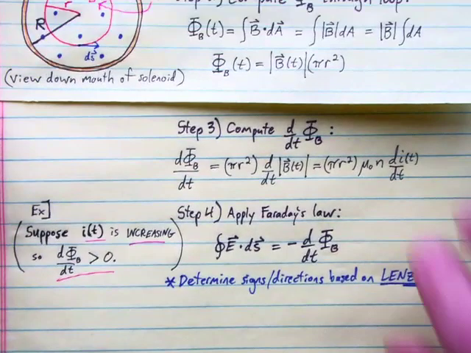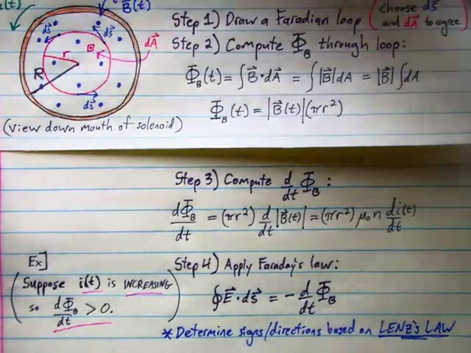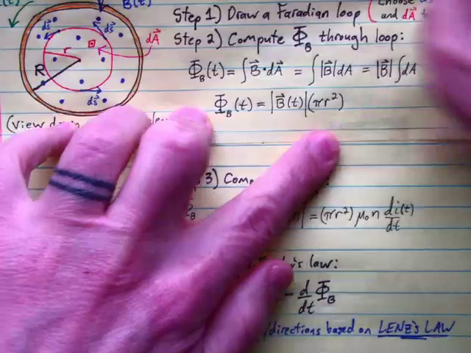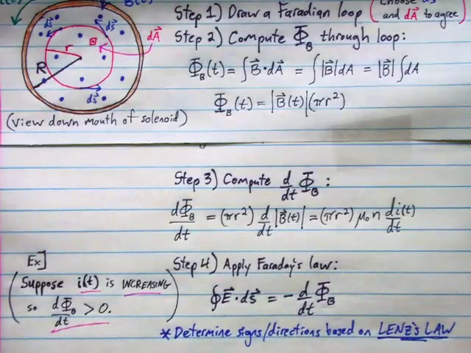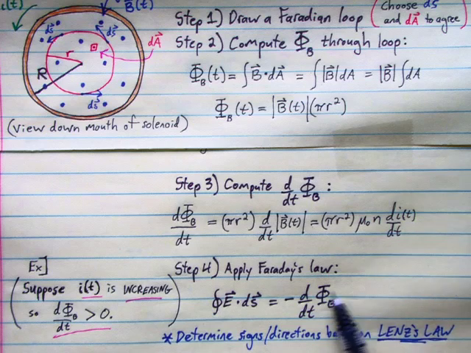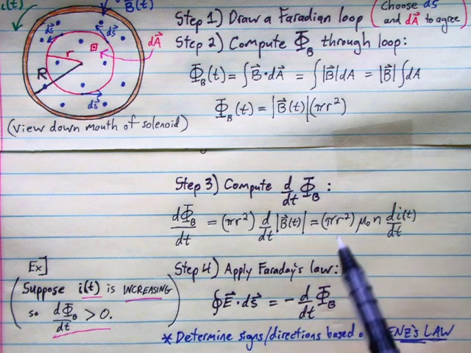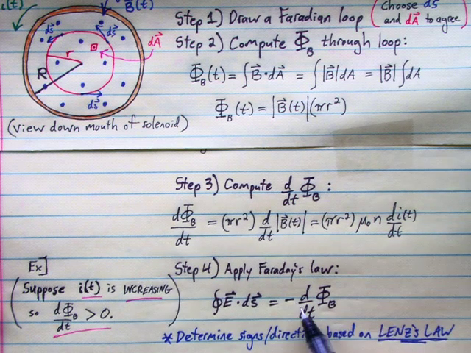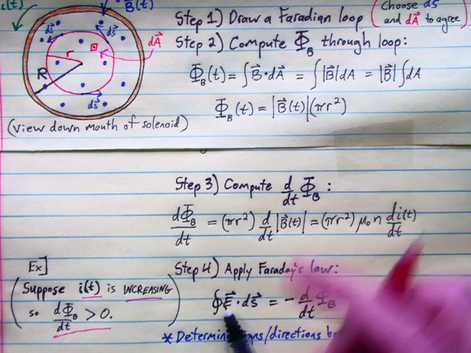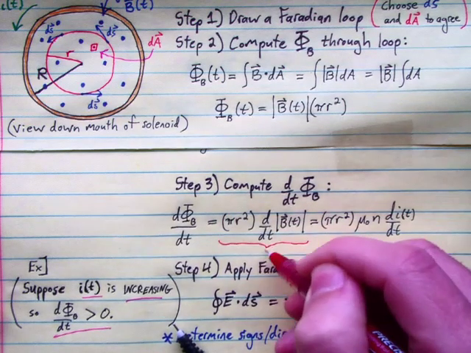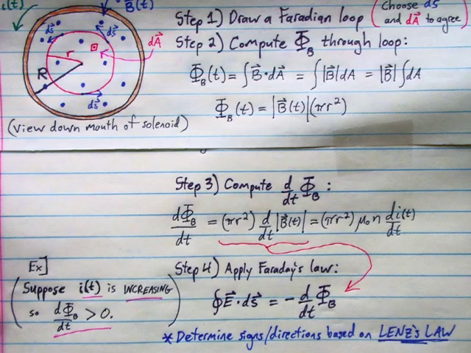Okay, on to step 4. We're going to apply Faraday's law. Here's the statement of it, so state Faraday's law. And let's have a look at the left-hand side and the right-hand side. The right-hand side we've basically worked out already in steps 1, 2, and 3. We just need the opposite of this expression here. So the opposite of this is going to go in there for the right-hand side.